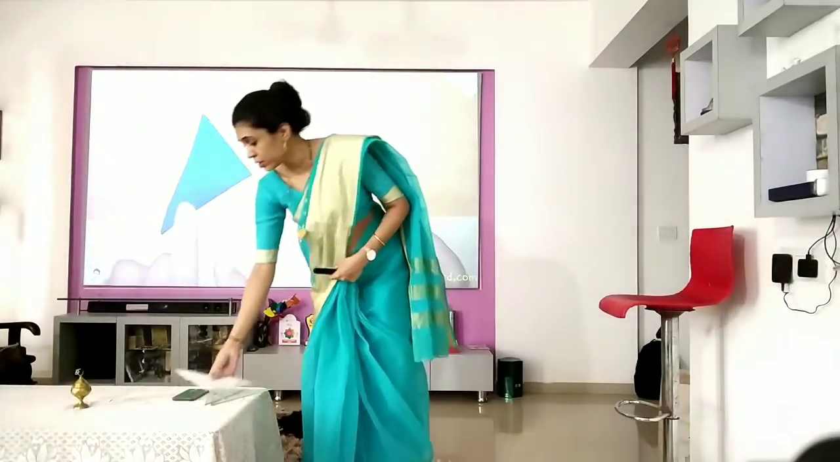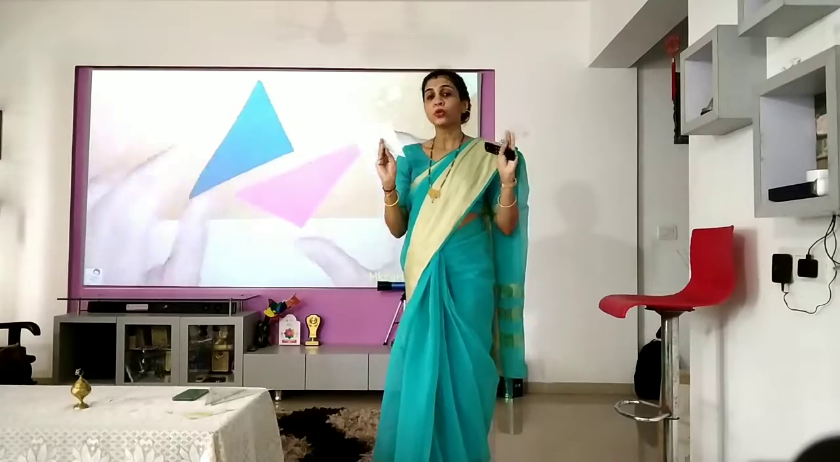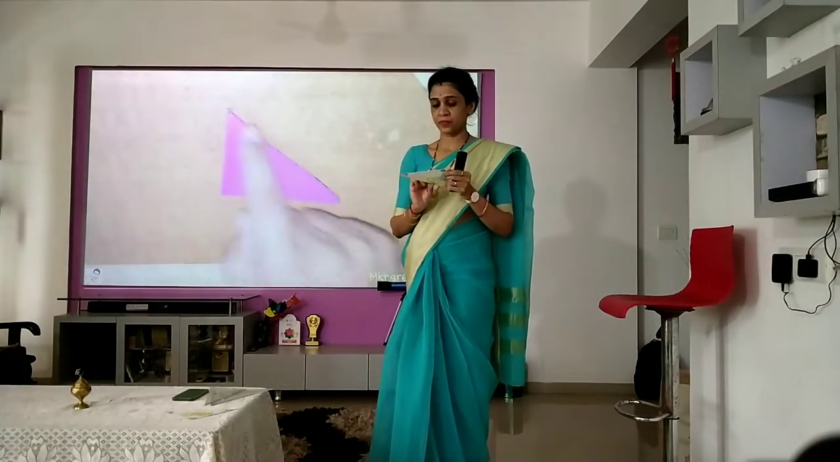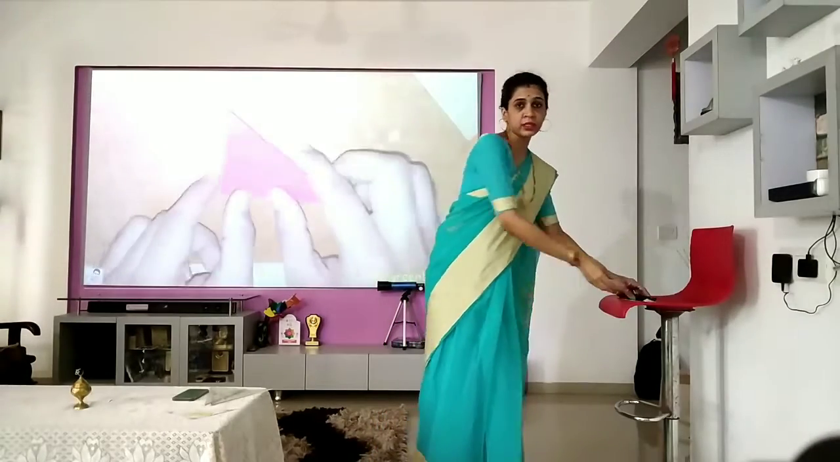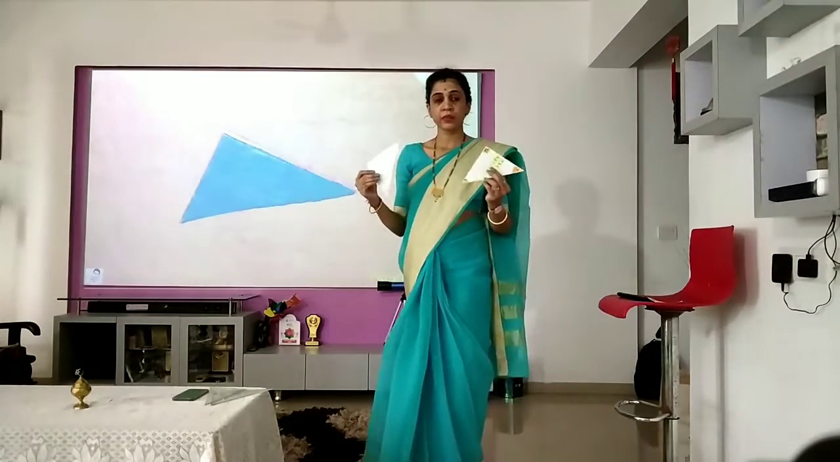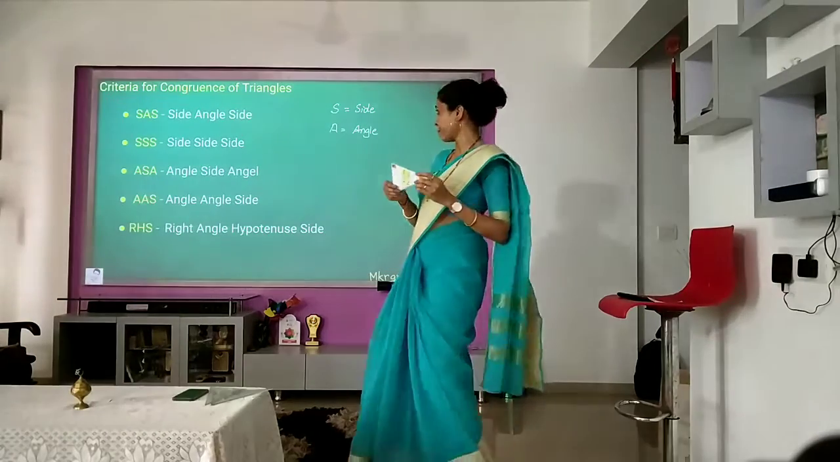I have made two triangles, and these two triangles will be called congruent. As you can see in the figure, these two triangles will be called congruent only if they overlap with each other. A very good example of congruent triangles is the overlapping of the two triangles. That is, they have the same shape and their respective sides are exactly the same. So this is the perfect example of congruent triangles, which is overlapping.